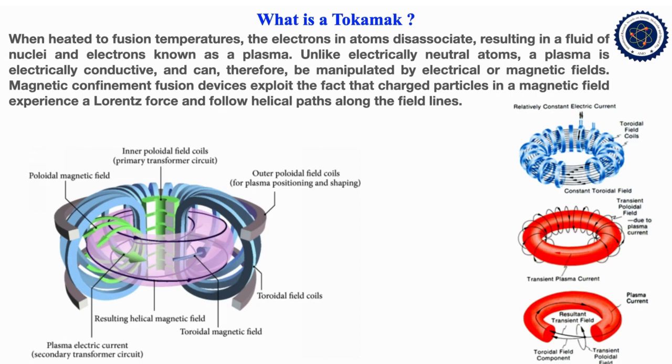In this particular case, two components of the magnetic field are necessary to confine and stabilize the plasma: a toroidal component, which can be seen at the top right of this slide, and a poloidal magnetic field. We can see the coils on the left.